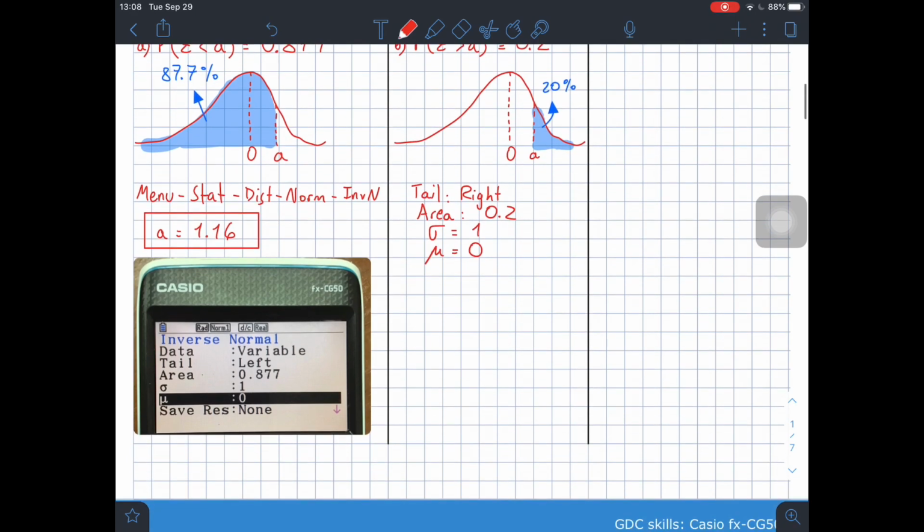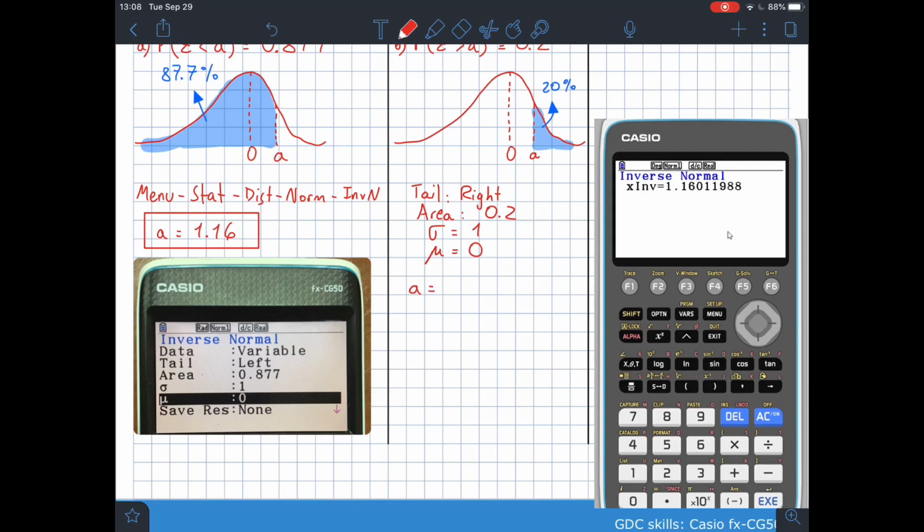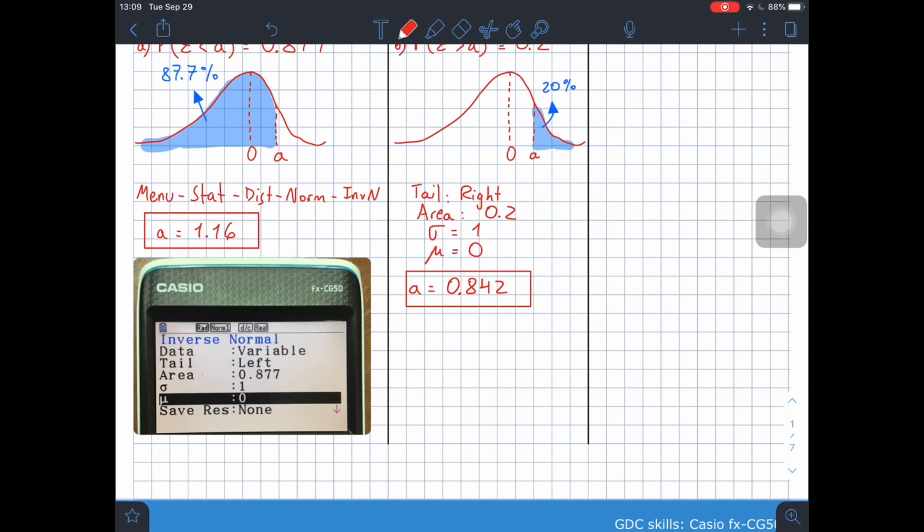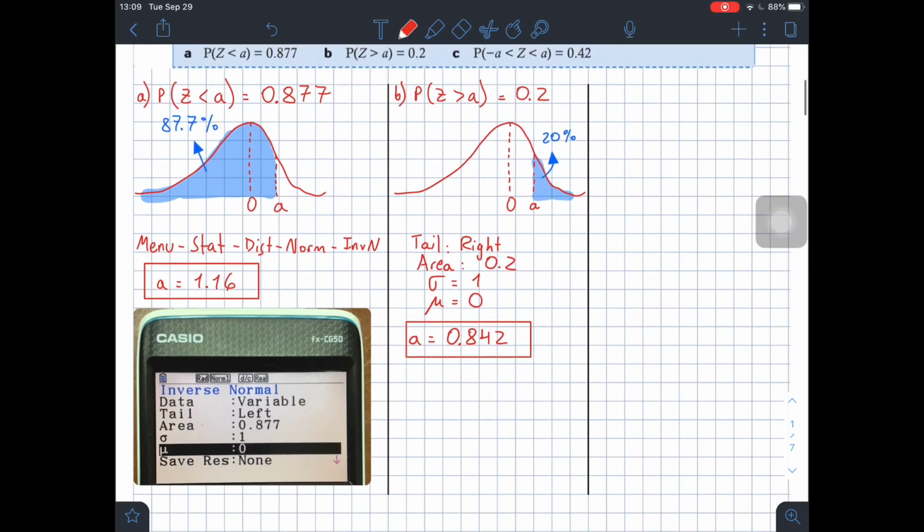If you plug in all of that information in the calculator, let me show you. I'm going to go back, then tail should be to the right, so we click on F2. The area is 0.2, standard is 1, and the mean is 0. We click on execute, and there you have the value A, which is 0.842. Again, you see that this answer is completely logical. It's a value which is greater than 0, which means that we are on the right place.